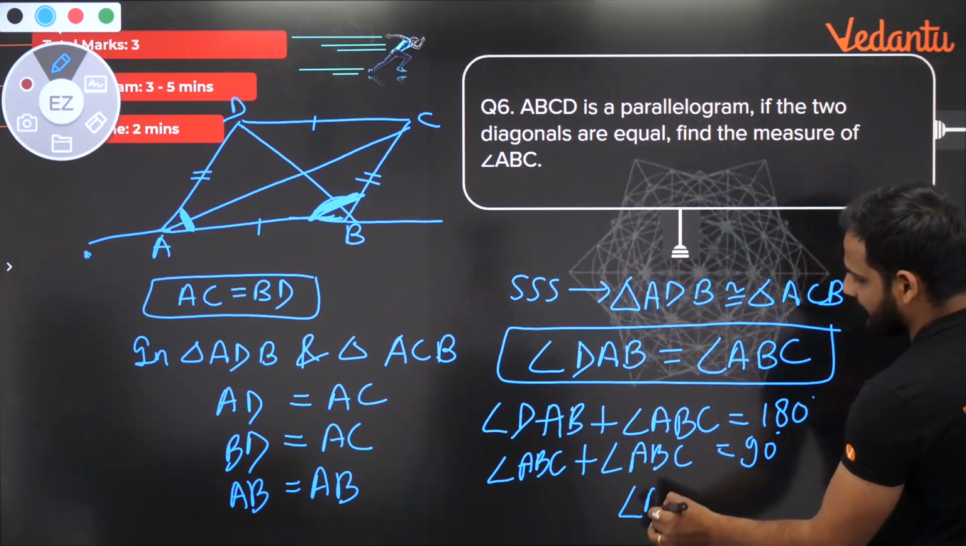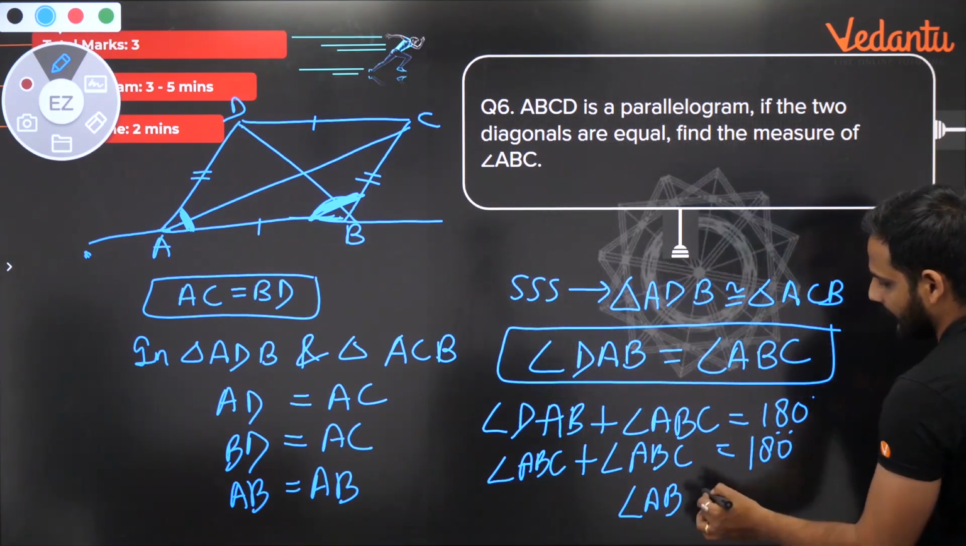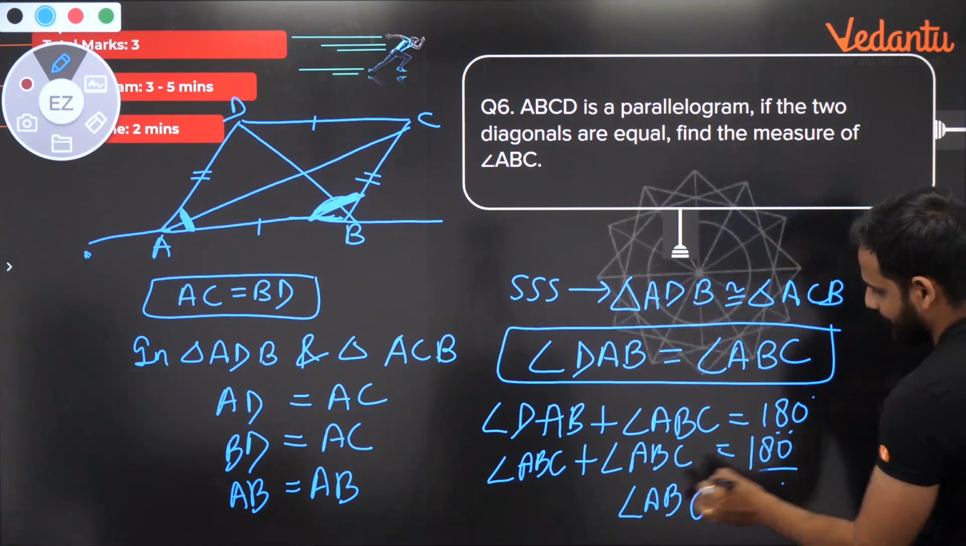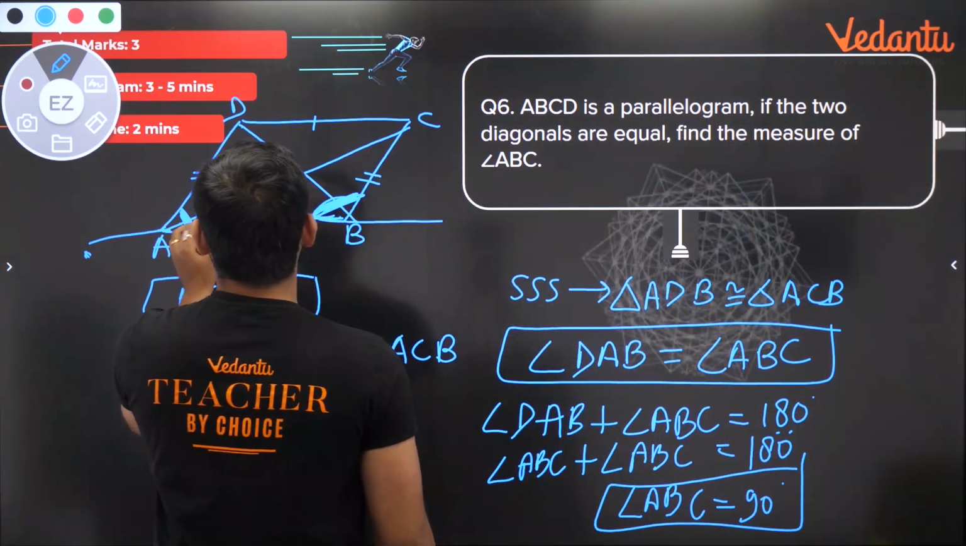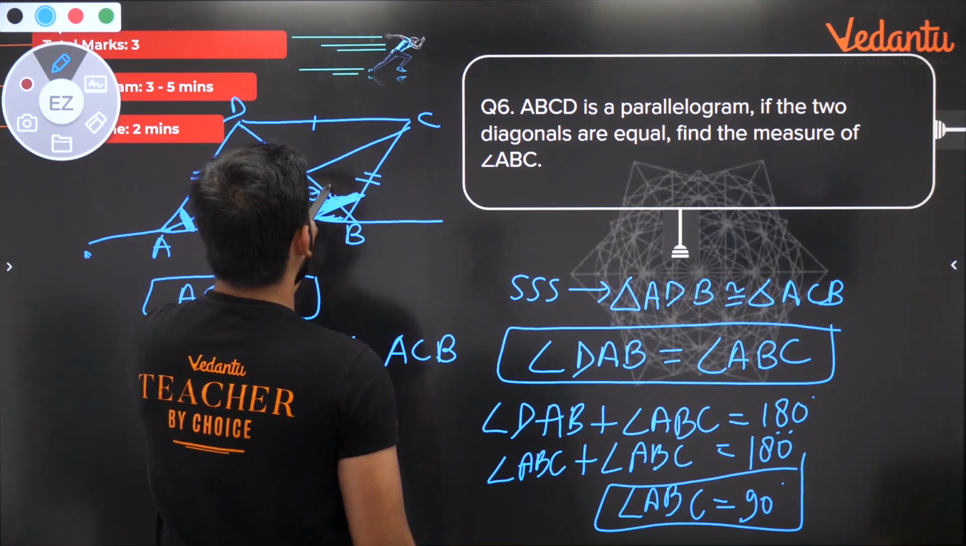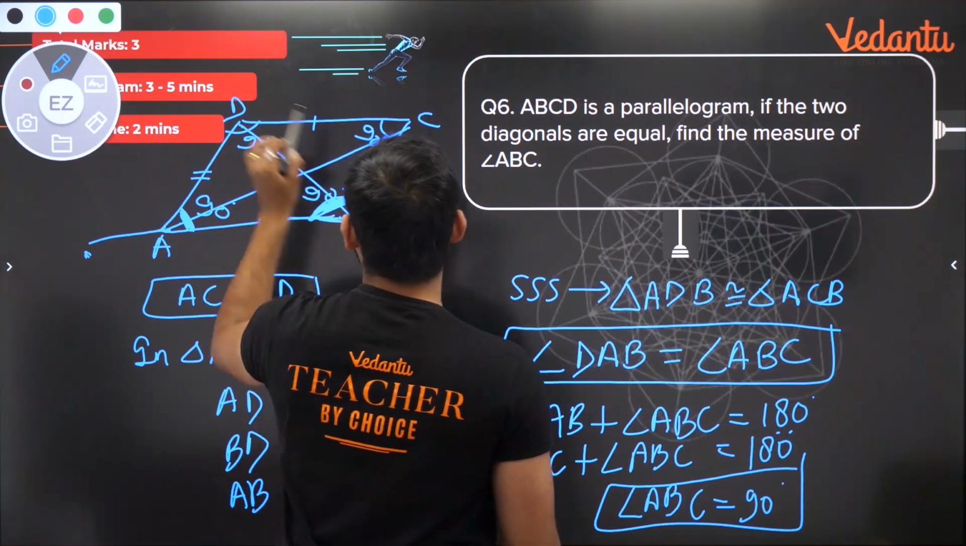So you will get 2 times angle ABC is 180 degrees, so angle ABC will be equal to 90 degrees. Right? So we have got that this angle is 90 degrees. If this is 90, both have to be supplementary, this is also 90, and we know opposite angles are equal. So all angles are 90 degrees.